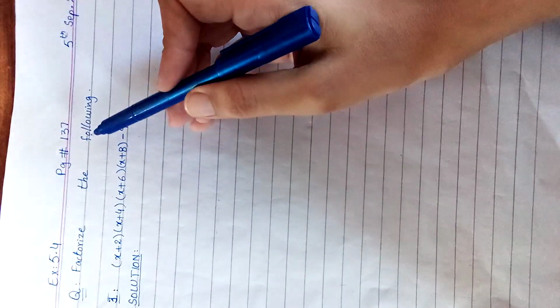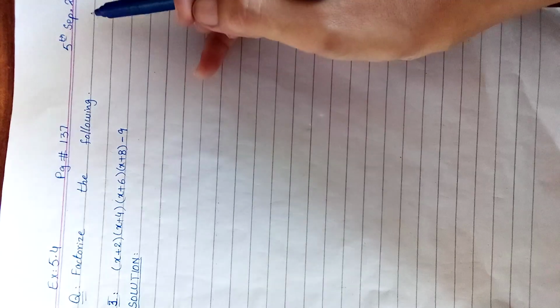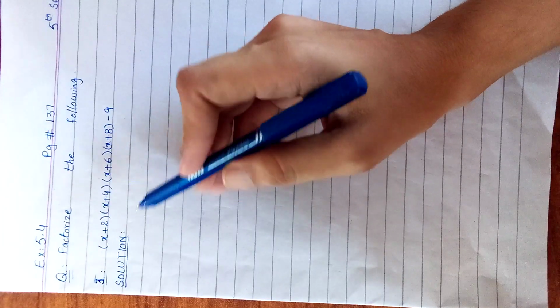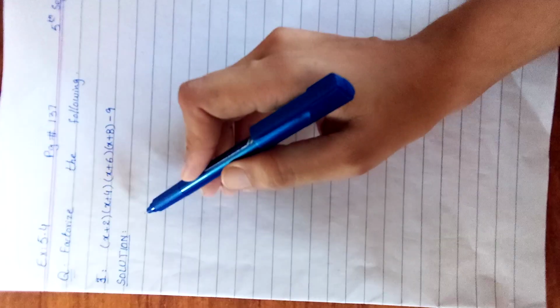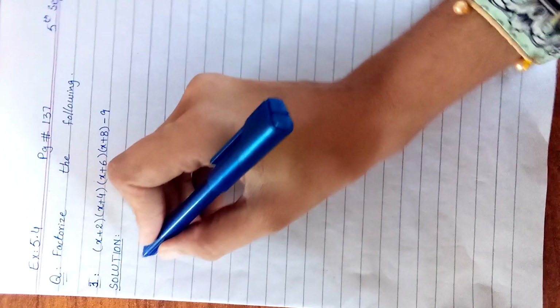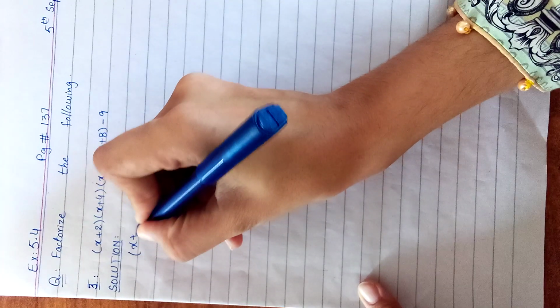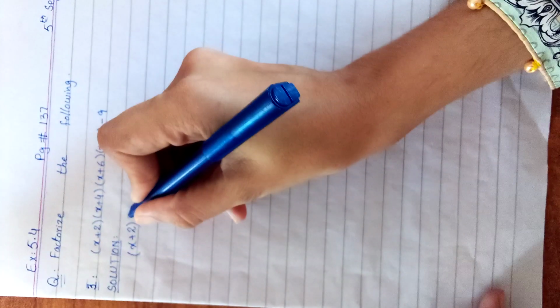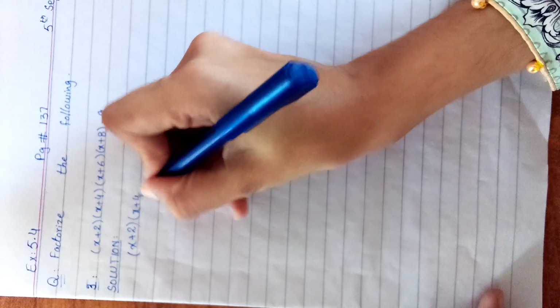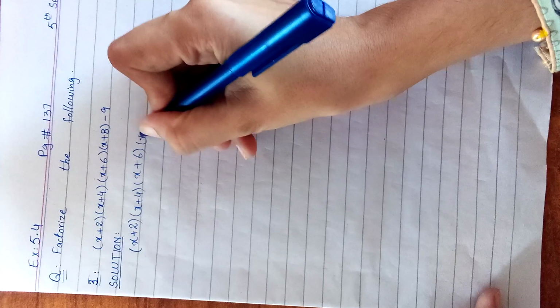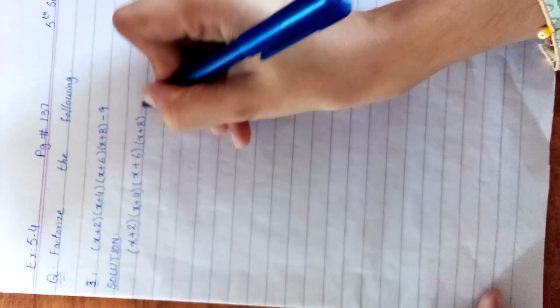So exercise 5.4, which is on page number 137, today is 5th of September 2020. Okay, the question is: factorize the following. Question number 3 is written over here. The first step after the solution is, you know that we have to repeat our question, which is (x + 2)(x + 4)(x + 6)(x + 8) minus 9.